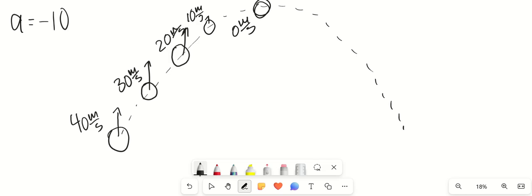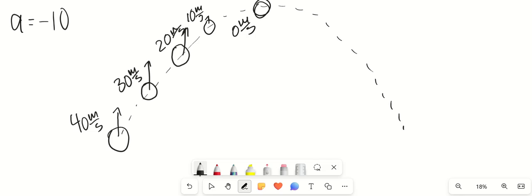Now remember, when our velocity matches the sign of our acceleration, we have something that's speeding up. And if our velocity is opposite in sign to our acceleration, it's slowing down. So throughout this whole upward path, we have positive velocity, negative acceleration. That means our object is slowing down every second.